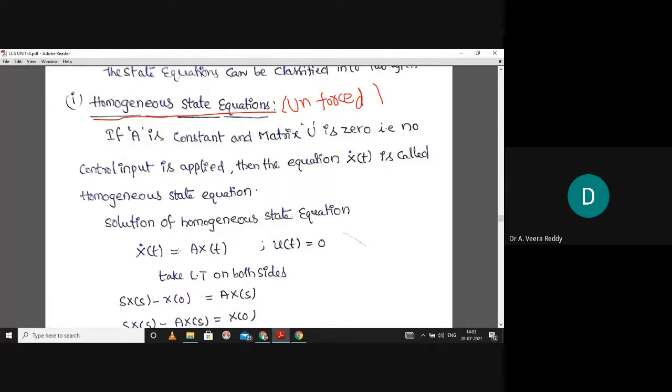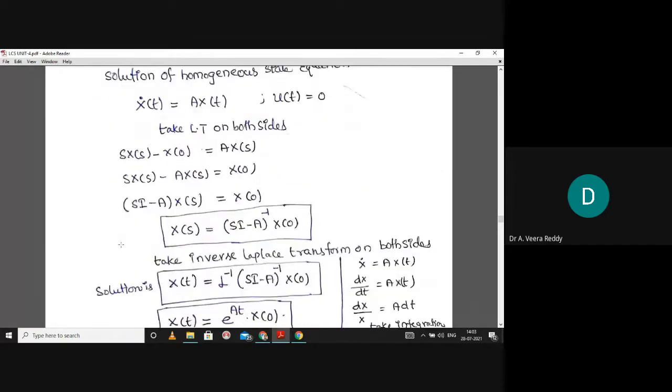So for the equation x dot of t equal to A x of t, where u of t equal to 0, is obtained as follows. We'll go for the simple procedure. When we are saying this unforced system or homogeneous system, x dot of t equal to A x of t plus B u, but u is 0, so that the term B u is absent. So therefore, x dot of t equal to A x of t.